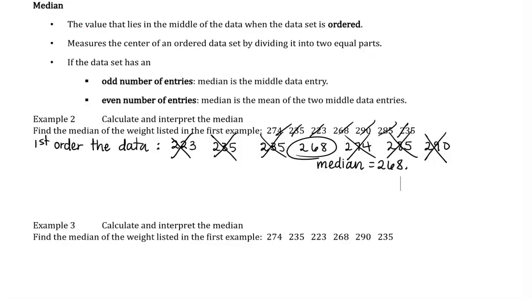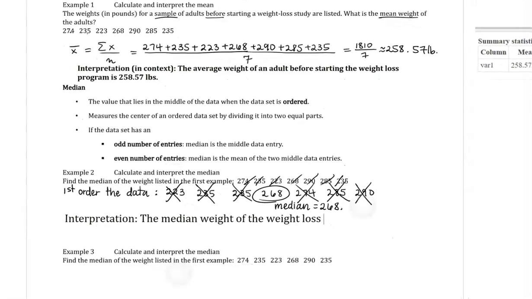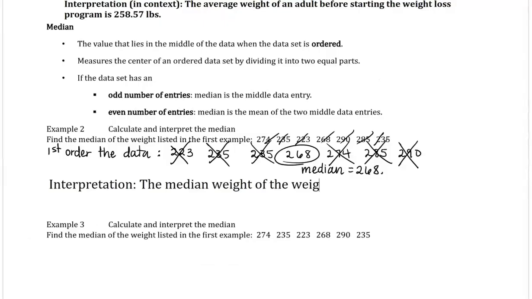So I could write that, I can now interpret what that means. And I'm going to do this interpretation in context. So I can say the median weight of the weight loss participants, I'll just say of the adults. The median weight of the adults before the weight loss program is 268 pounds, right? That is not an interpretation. That's just a statement. That's just me saying that's what the median is.